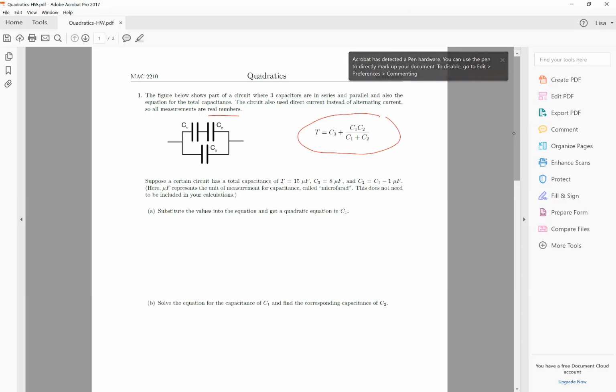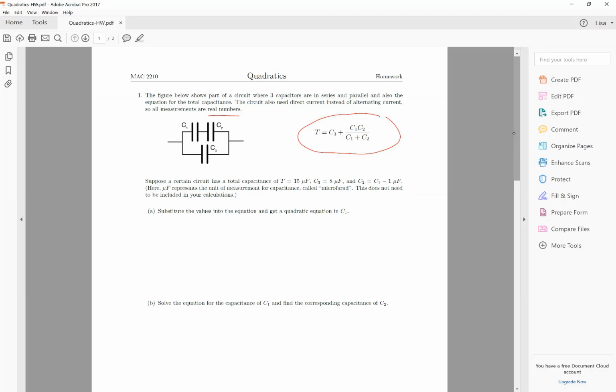And it says, suppose a certain circuit has a total capacitance of 15 microfarads. That's like saying inches. Don't get worried any more than you'd be worried if it said inches. And notice it says mu f represents the unit of measure for capacitance called microfarads. This does not need to be included in your calculations, so you don't have to worry about that. All you want to do is substitute the values into the equation and get a quadratic equation in C1.